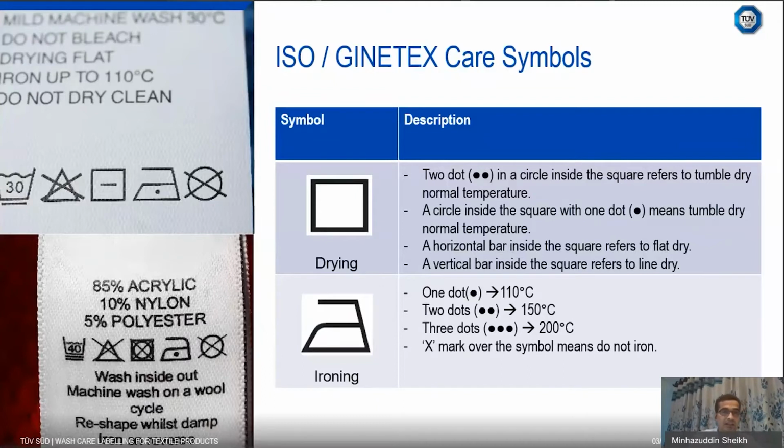And ironing instructions are also used. A single dot inside the iron represents cool ironing, which is 110 degrees Celsius, and two dots represent 150 degrees Celsius, that is warm iron, and three dots represent a hot iron, that is 200 degrees Celsius. And if ironing is not safe for any clothing, or any iron which could damage the product, in that case, do not iron shall be used, which is represented by a cross marking over the ironing symbol.